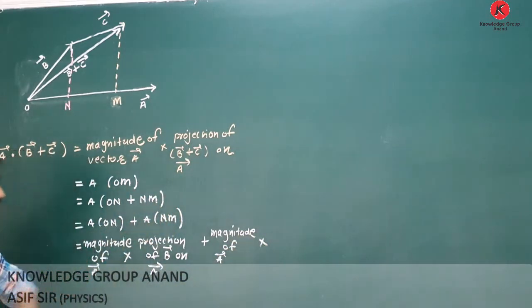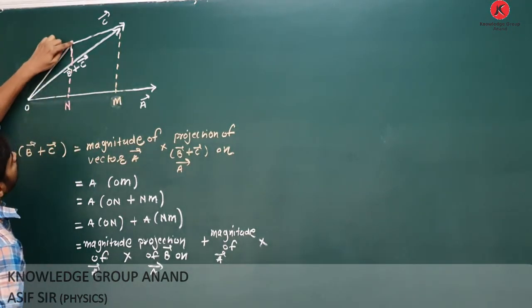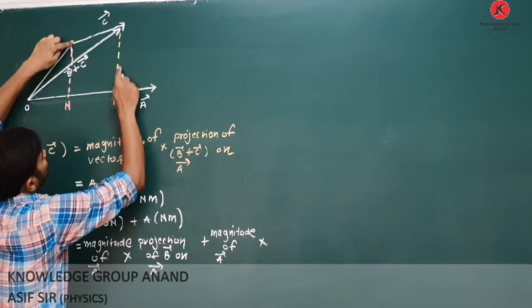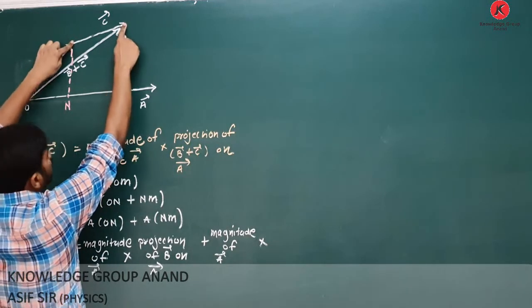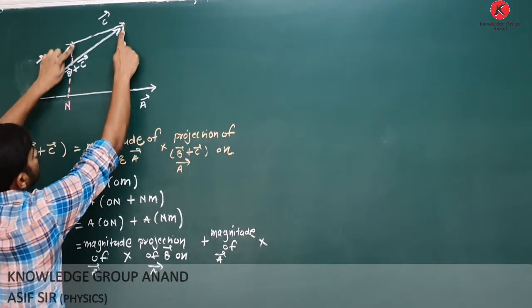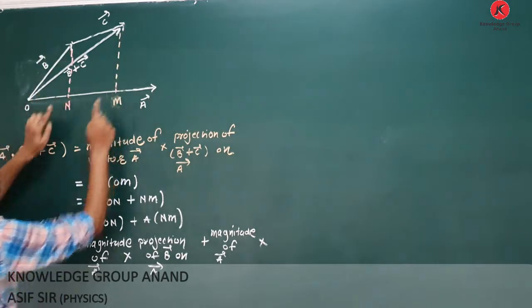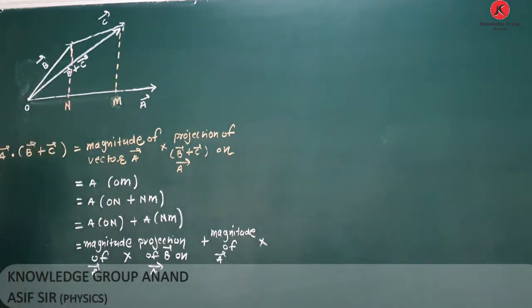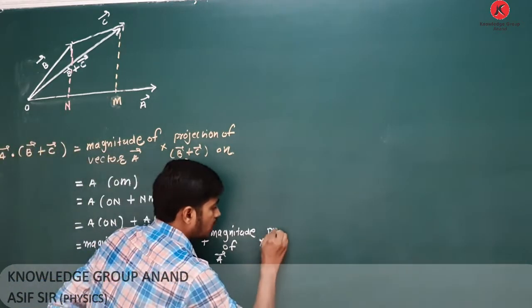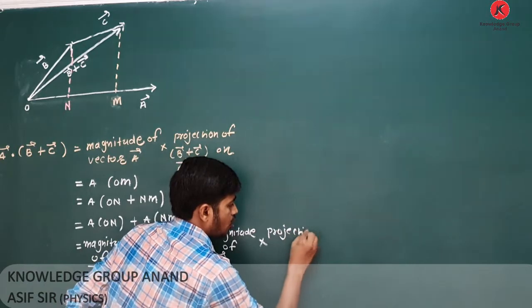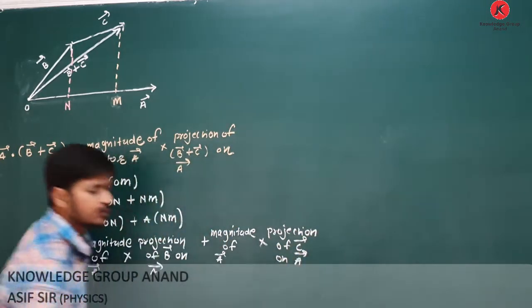Now what is this NM? See NM, here it is. N is from the tail of vector C, M is from the head of vector C, and these two projections are from the head and tail of vector C on A. So this NM is called the projection of vector C on A. Clear about this?